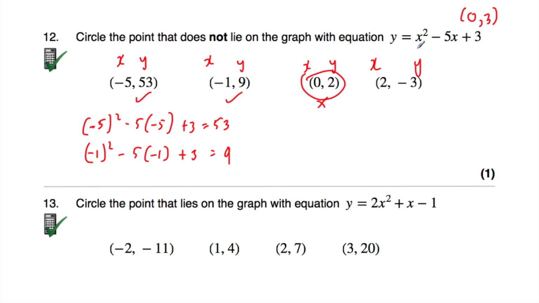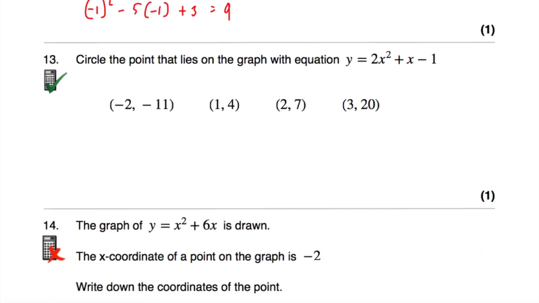Just to show you, if you do 2 squared, that's 4, subtract 5 times 2, so subtract 10, plus 3. 4 take away 10 is -6, plus 3 is -3. So that point is on that graph as well. So the point that does not lie on the graph is the point 0, 2. Okay, let's look at our next question, question number 13.